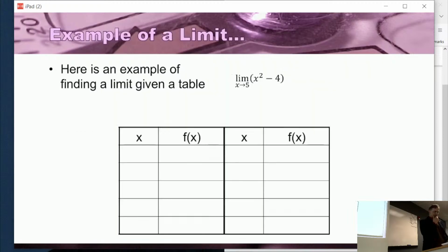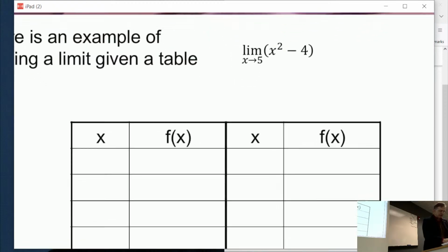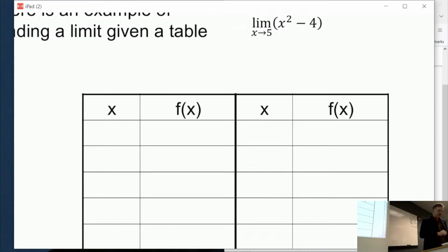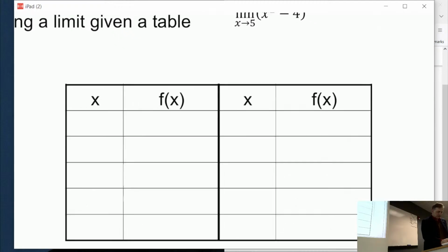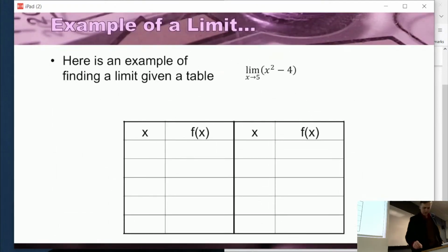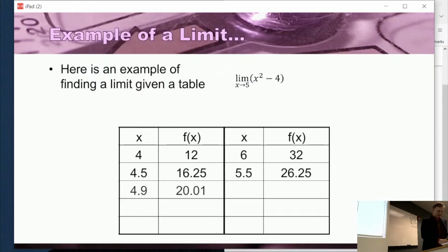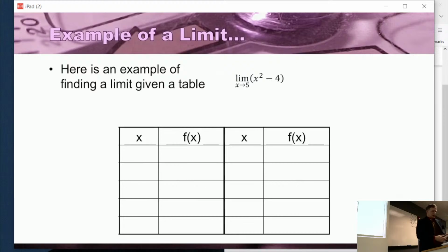So let's try this. Fill in this table. I want to find the limit as x approaches 5 of x squared minus 4. I need to know what's going to happen when I click next on this without showing you. Oh, I see what's happening. Well, whatever. I guess I'll just do this one. This one's so easy. Well, no, I'll make you do the first step.